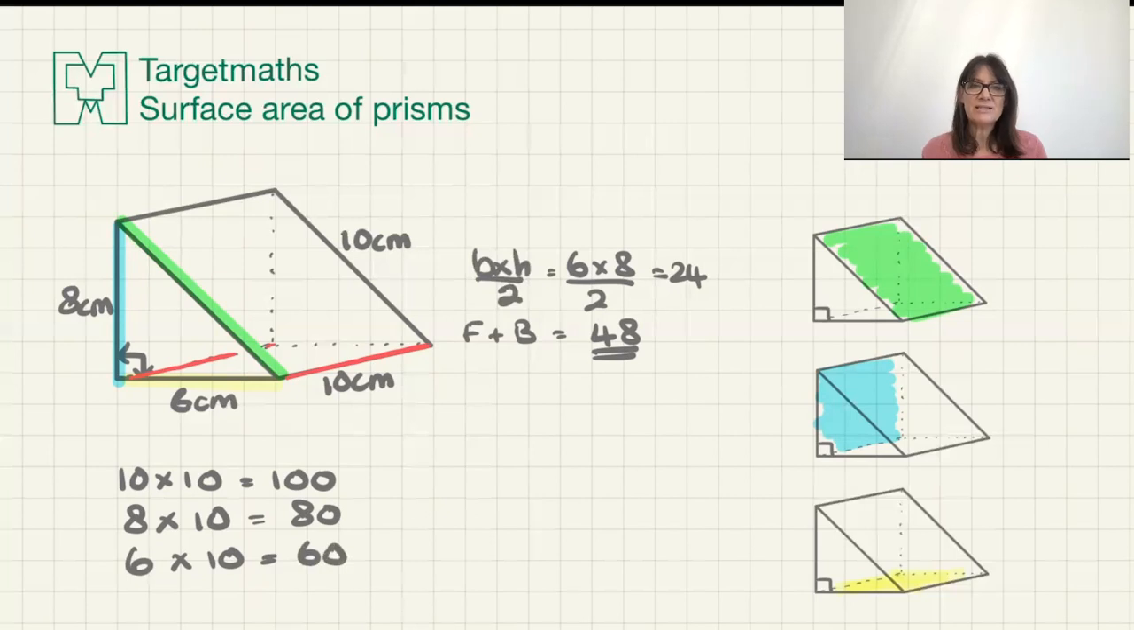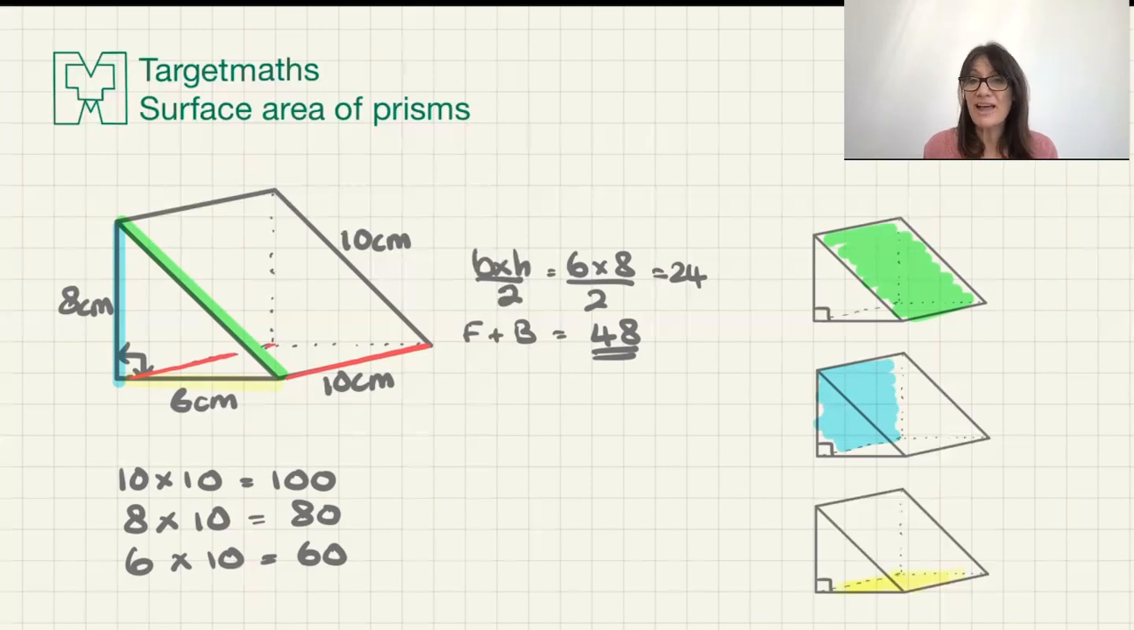And I think one of the reasons that I've tried to bring the colour in is to help you see that actually when we're doing this, we are multiplying every edge of the front face by how far back it goes. So these numbers here are the edges of my triangle, and these numbers here are by how far back it goes.